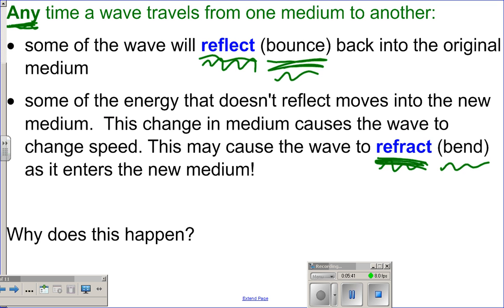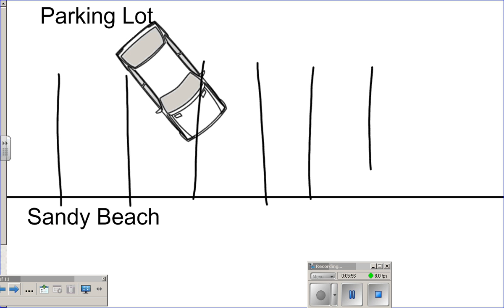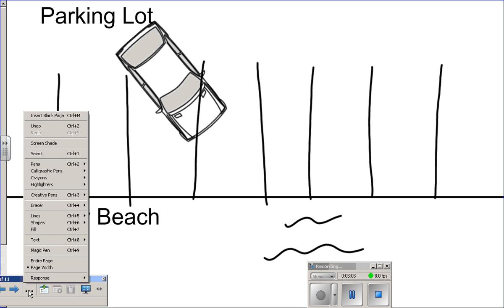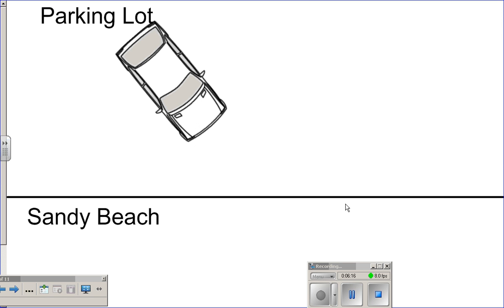So we should briefly talk about why this happens. So here we go with the dune buggy example, although I didn't have a dune buggy, so I used a car. So here's what I'd like you to imagine. I would like you to imagine a parking lot. So here are some parking spaces. This car is going to do a terrible job parking. All right, so where I'm drawing my lines here represents our parking lot, and then down here is beach. Okay, so let me erase all that. All right, so there we go.